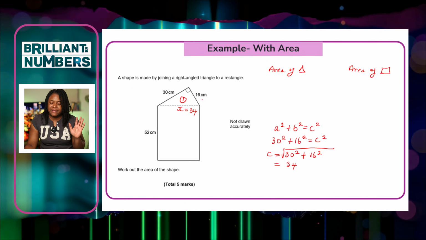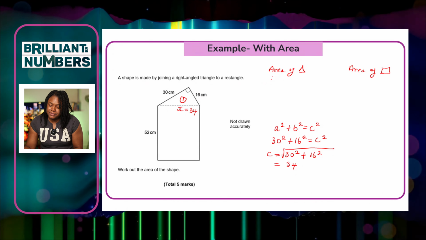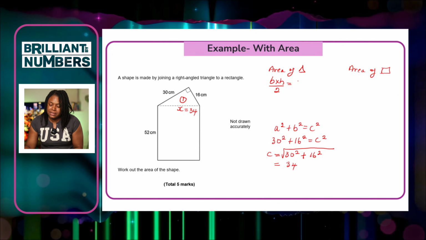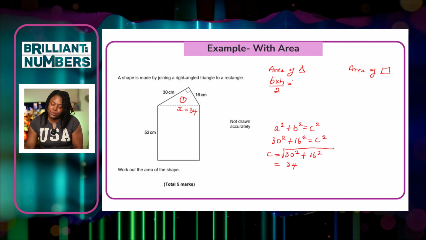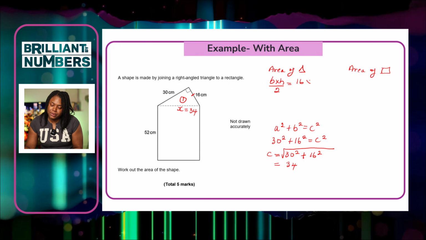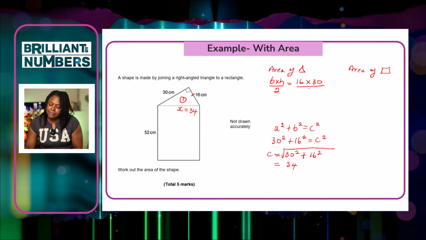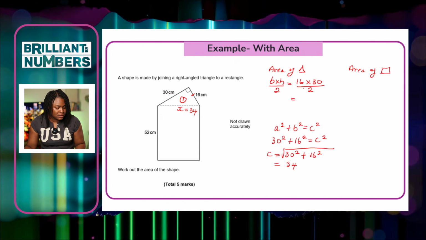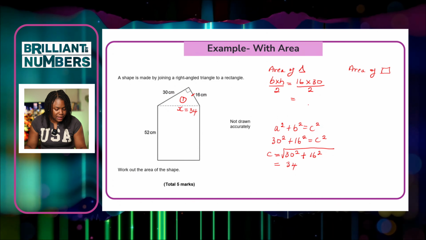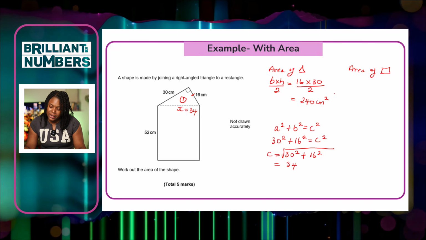Now I can just do my final bits. The area of the triangle is the base times the height divided by 2. So the base is 16. Very important to note, this is my base here. 16 times my height, which is 30, and then divide by 2. Get my final answer. So let's go. 16 times 30 divided by 2 is 240 centimeters squared.